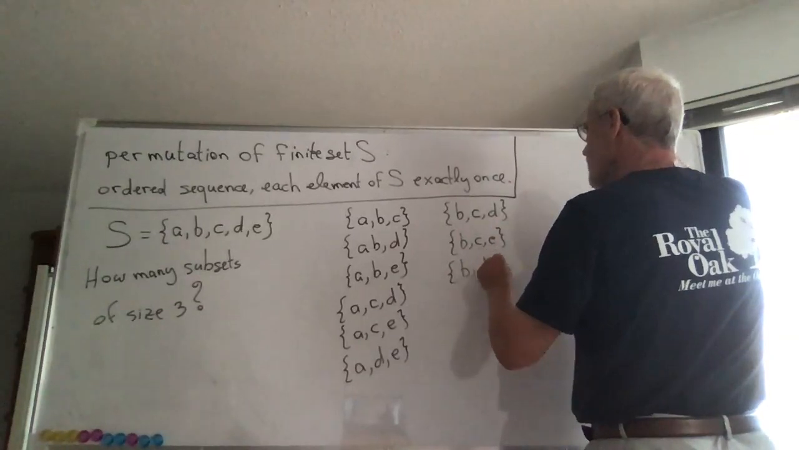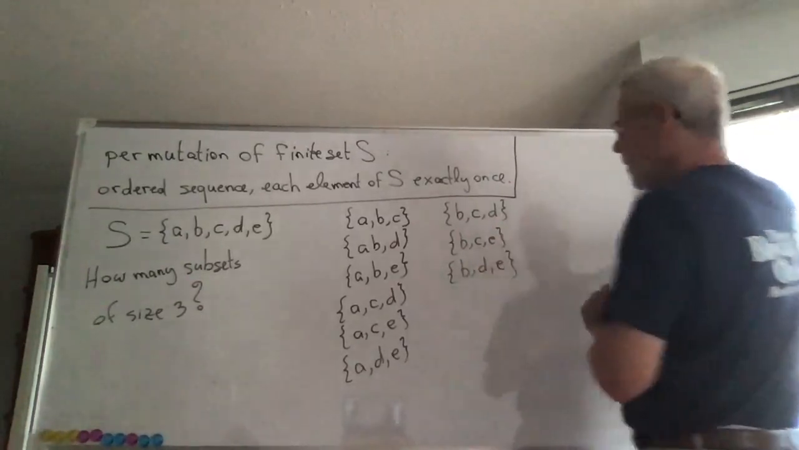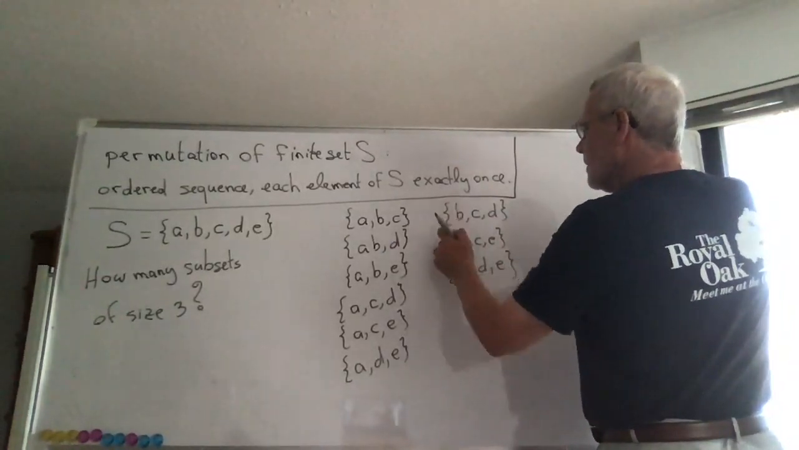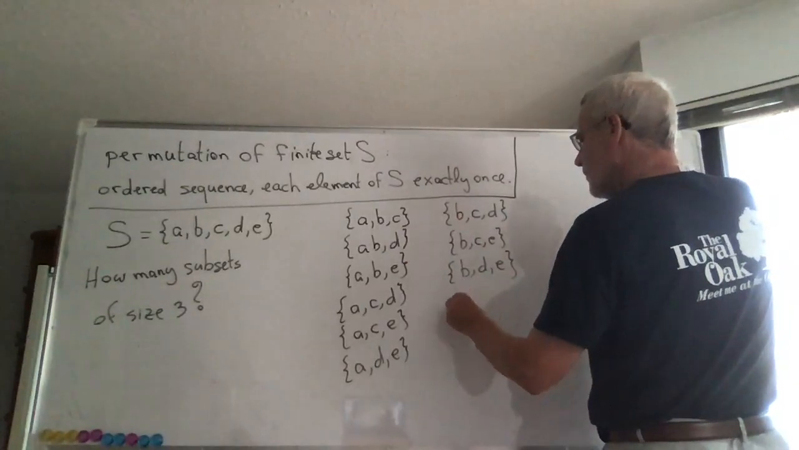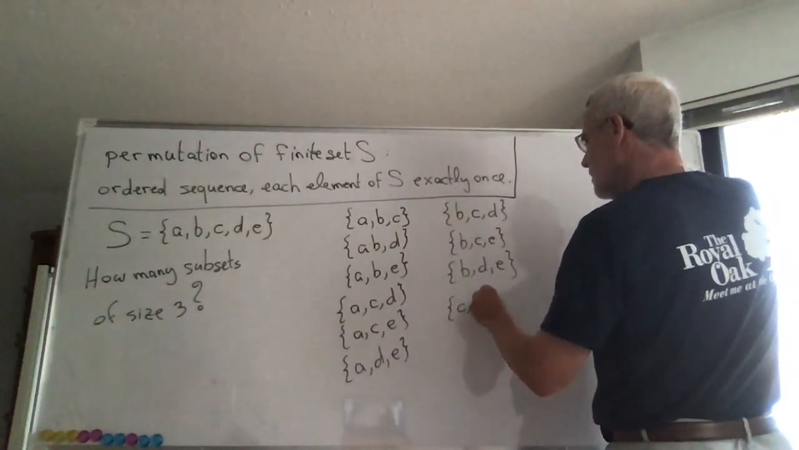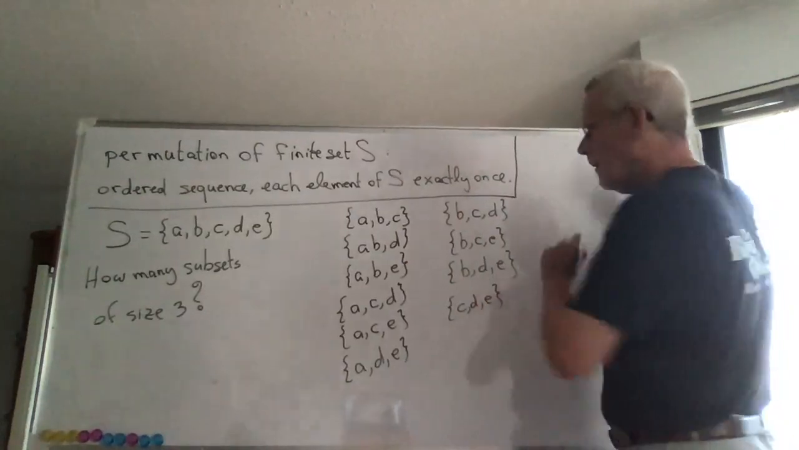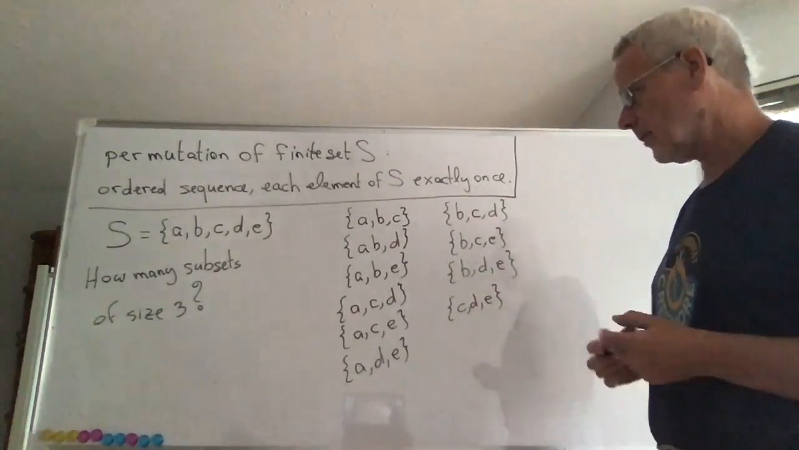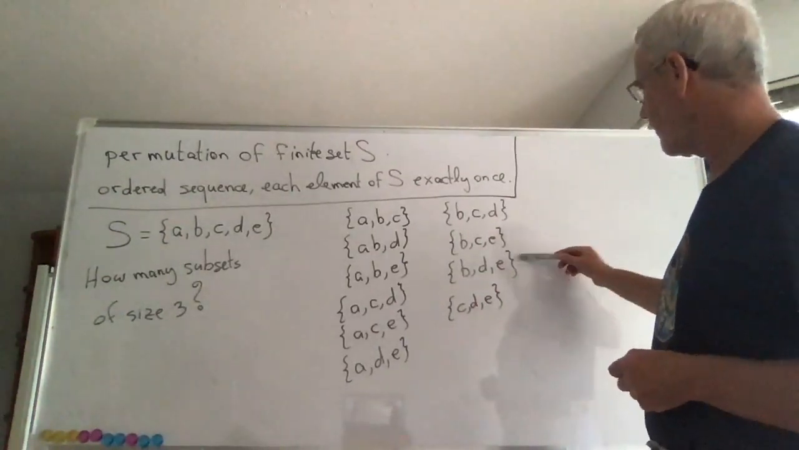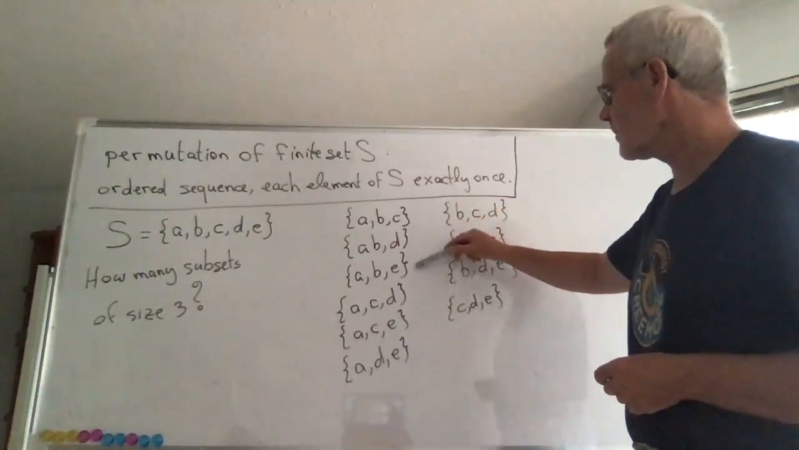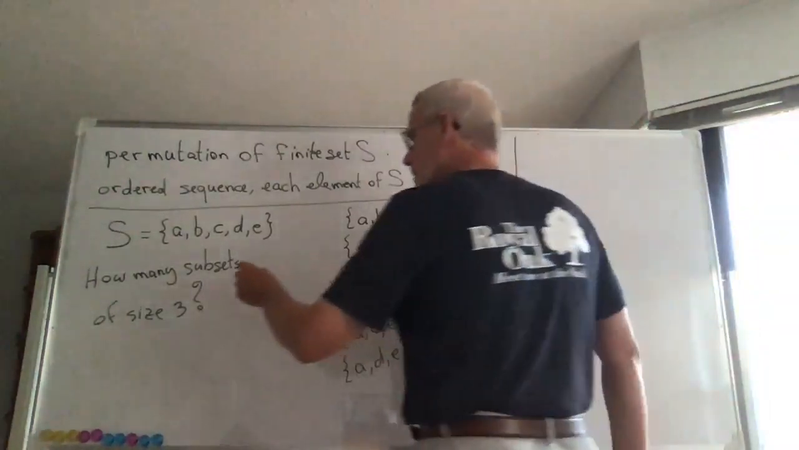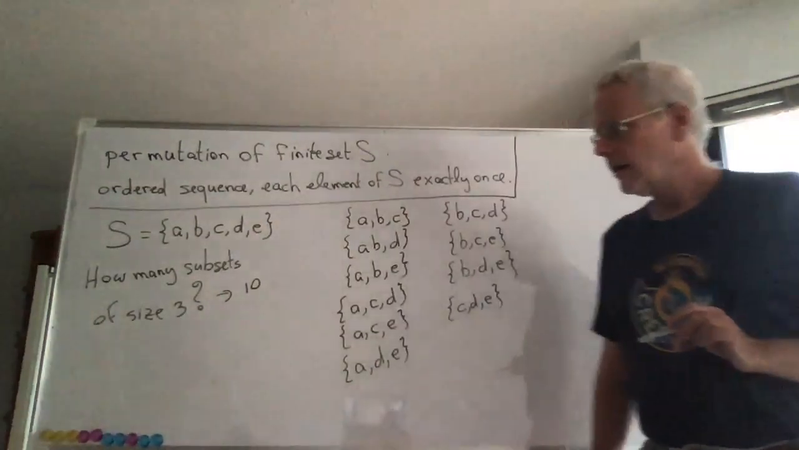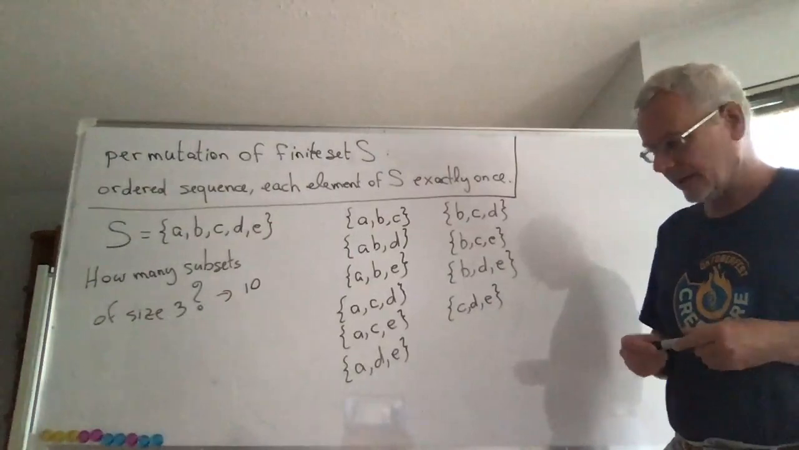B, D, E. How many do we have? 1, 2, 3, 4, 5, 6, 7, 8, 9. So that is one missing, which is C, D, E. Okay, so here is a list of all subsets of size 3. 1, 2, 3, 4, 5, 6, 7, 8, 9, 10. So the answer is 10. Okay, so there are 10 subsets of size 3.